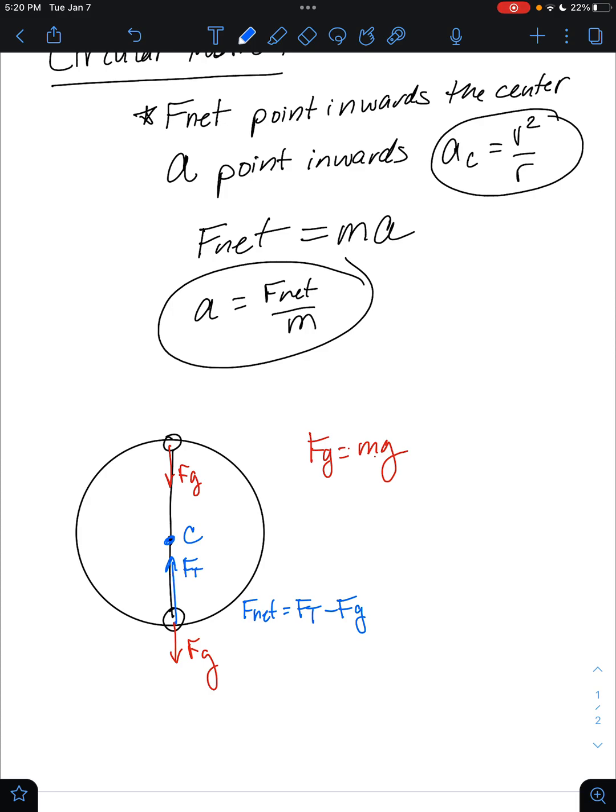At the top of the circle, the force of gravity is already downward towards the center, and tension in ropes can only pull. So if there is tension, it's also pointed downward. At the top of the circle, we would have something like tension plus the force of gravity working together to be my net force going inward towards the center.